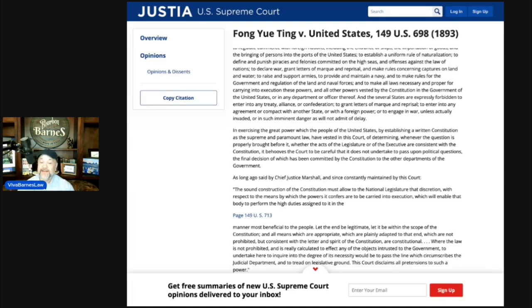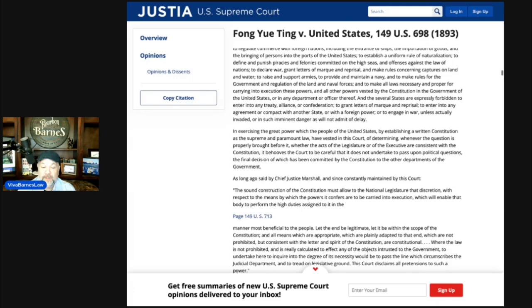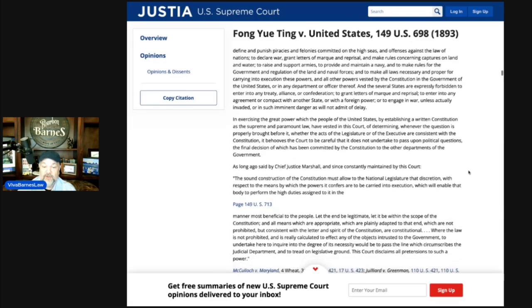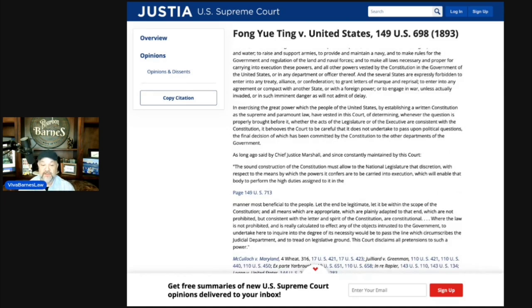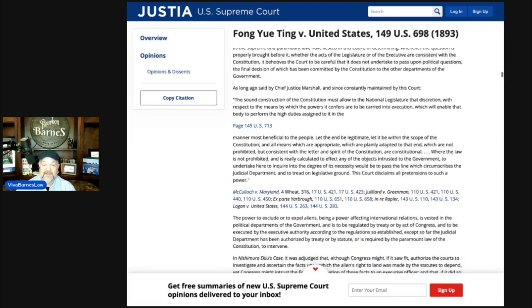As long ago said by Chief Justice Marshall, the sound construction of the Constitution must allow to the national legislature that discretion with respect to the means by which the powers it confers are to be carried into execution, which will enable that body to perform the high duties assigned to it in the most beneficial manner, which are appropriate and plainly adapted to those ends. Namely, the Constitution gives to Congress the decision about immigration rules and to the president the enforcement of those rules, unless Congress chooses and specifically decides otherwise.